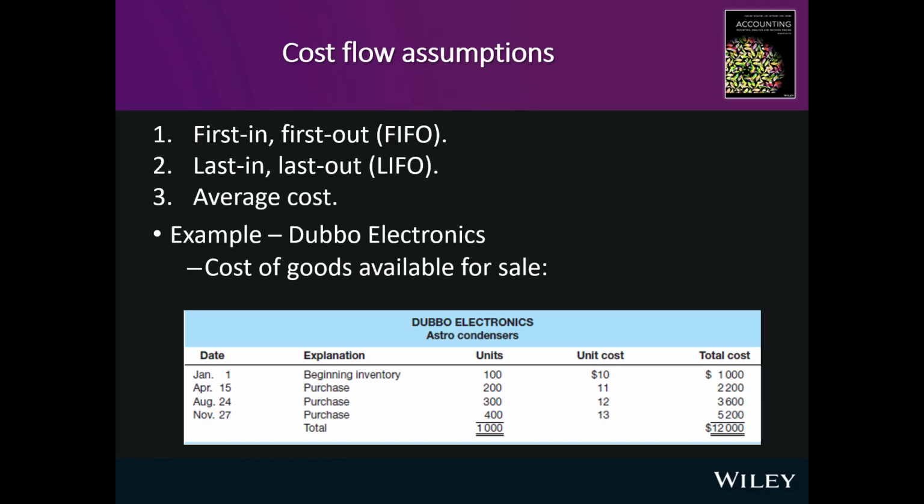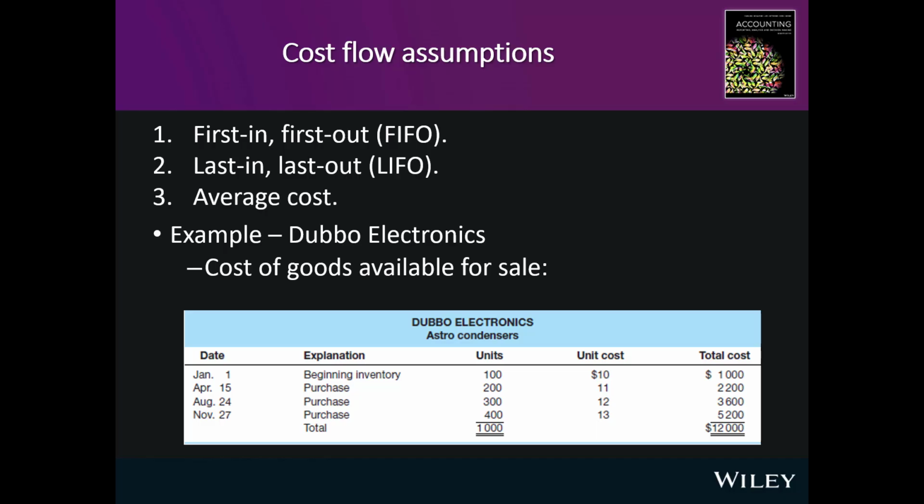So we have first in, first out, or FIFO. Last in, last out, or rather last in, first out, LIFO, and then average cost. Okay, so let's try this illustration here.